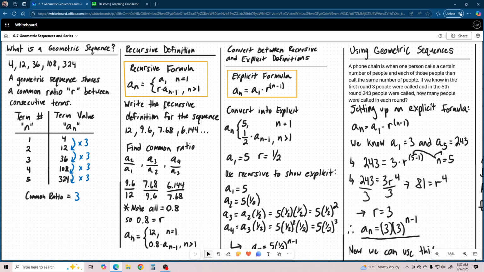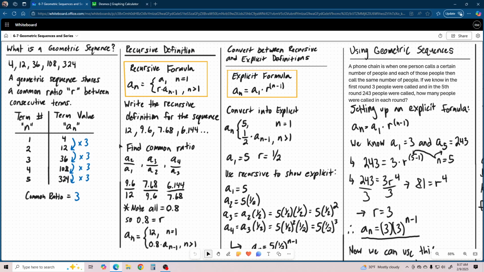All right, so let's write the recursive definition for this sequence. We have 12, 9.6, 7.68, and 6.144, and then this will go on forever, right? Okay. So the first thing we're going to do is find r. Now we're going to find this as a common ratio.